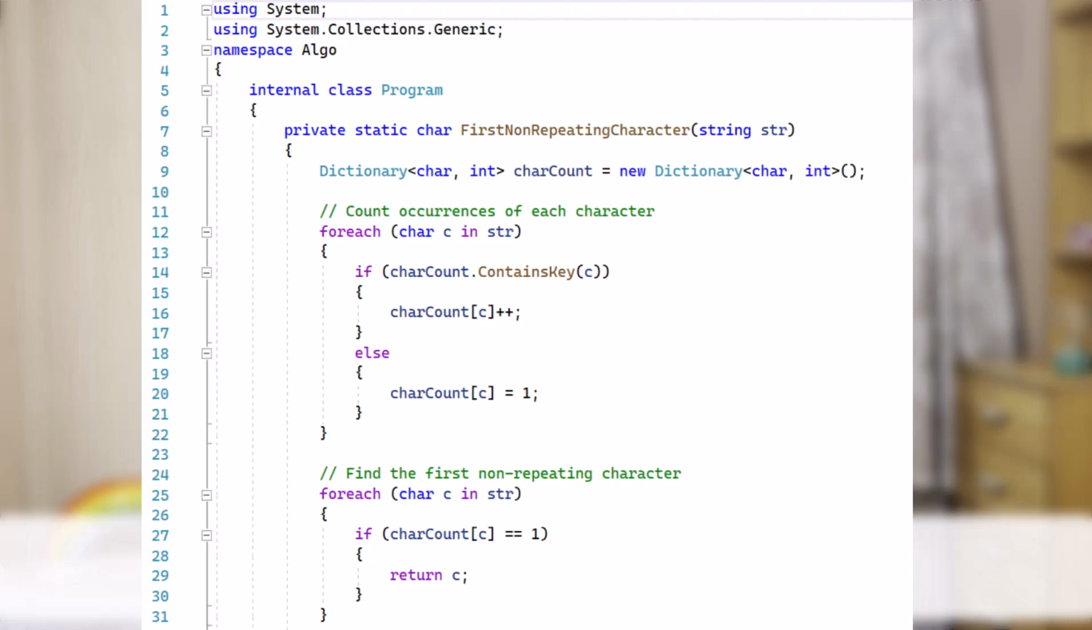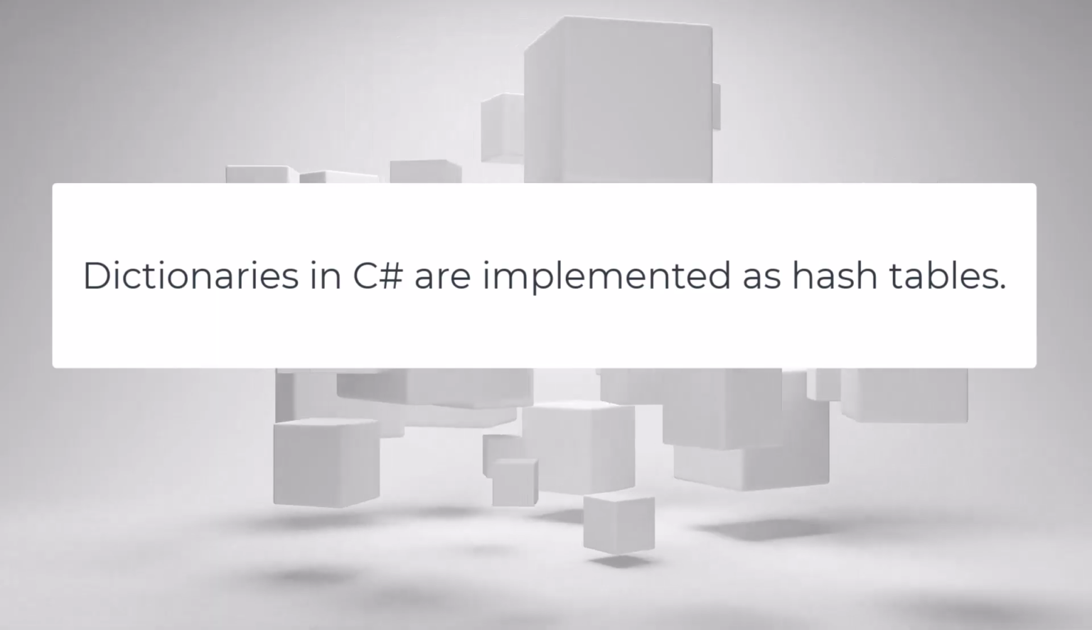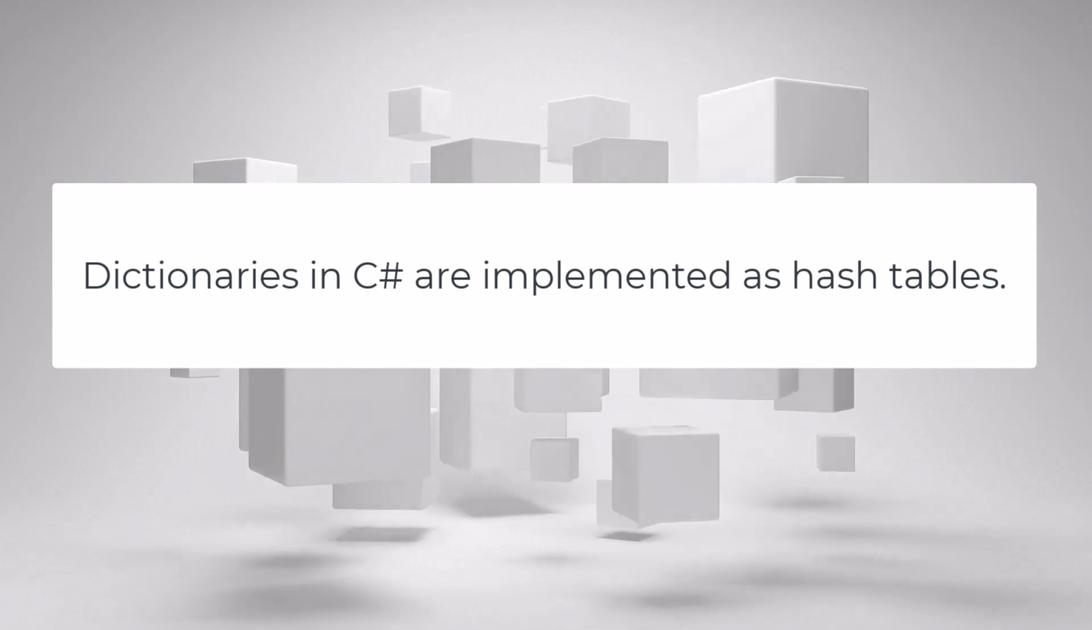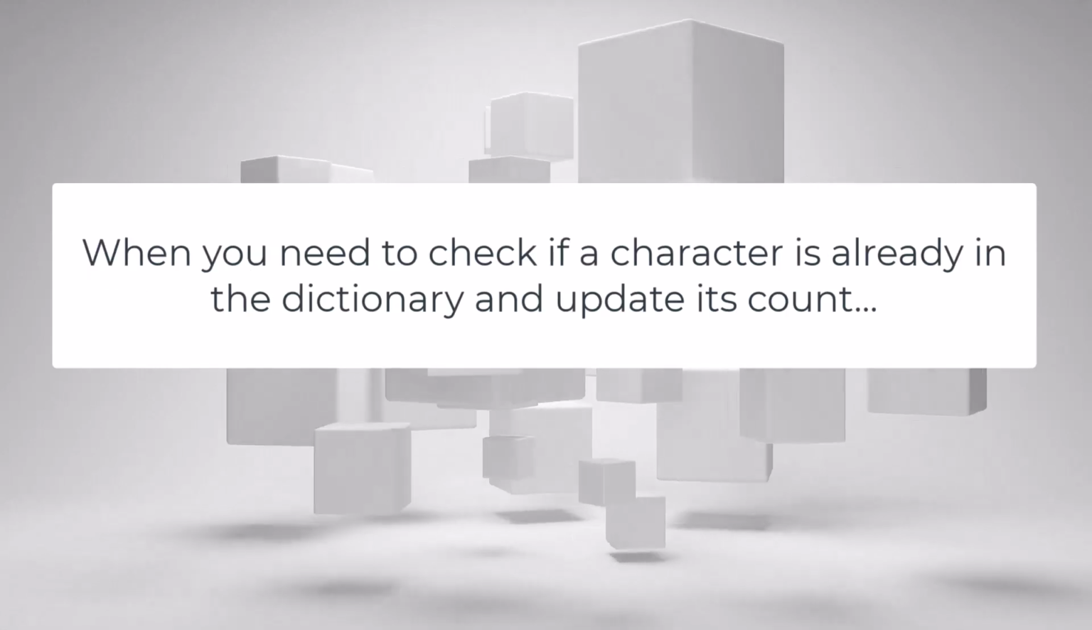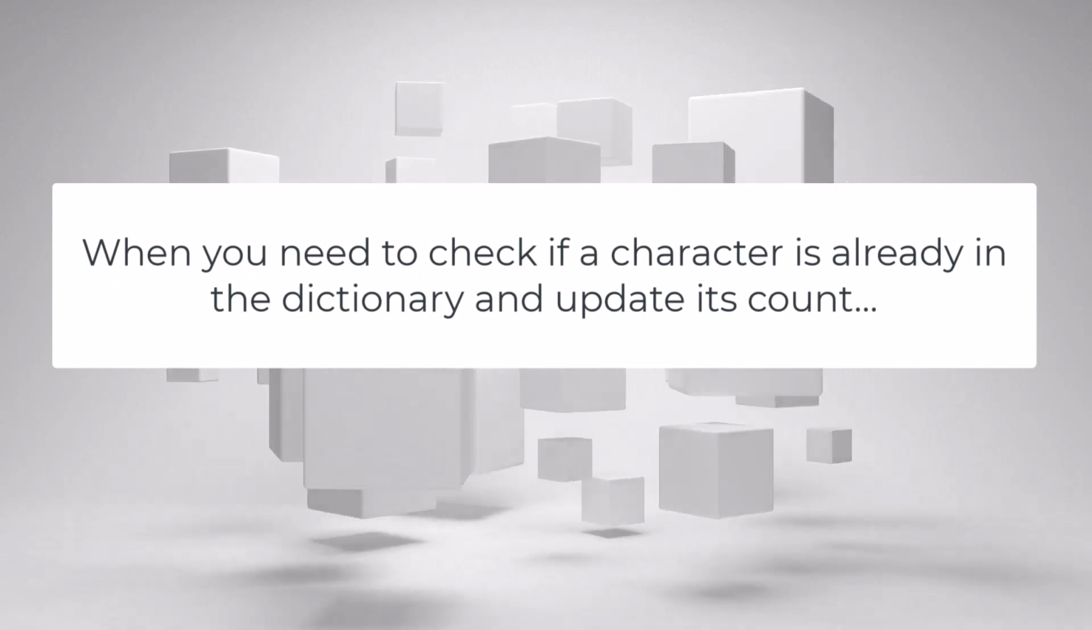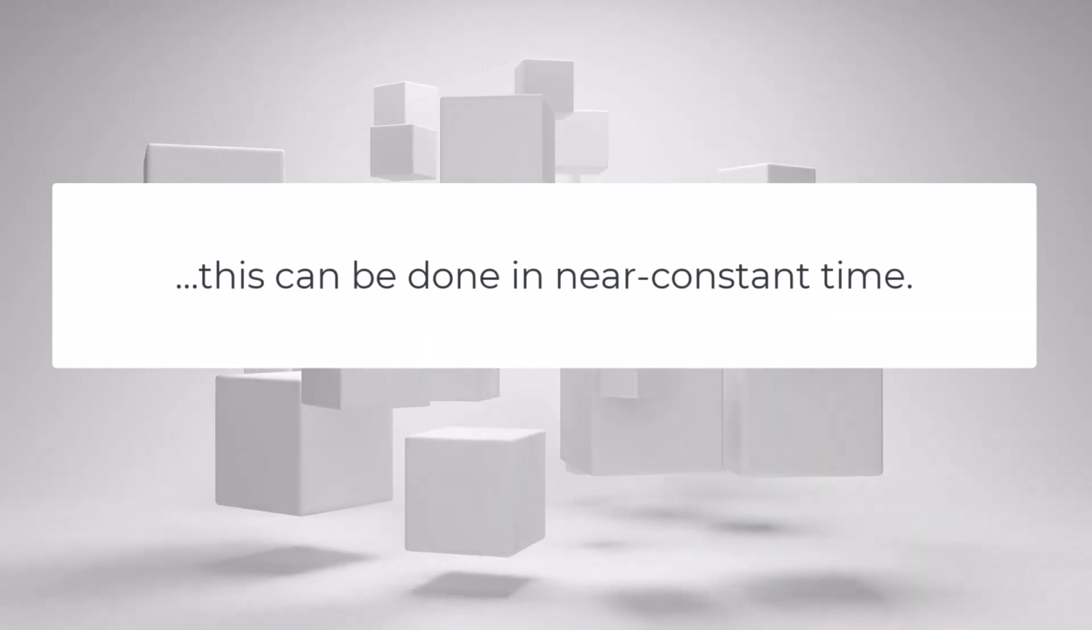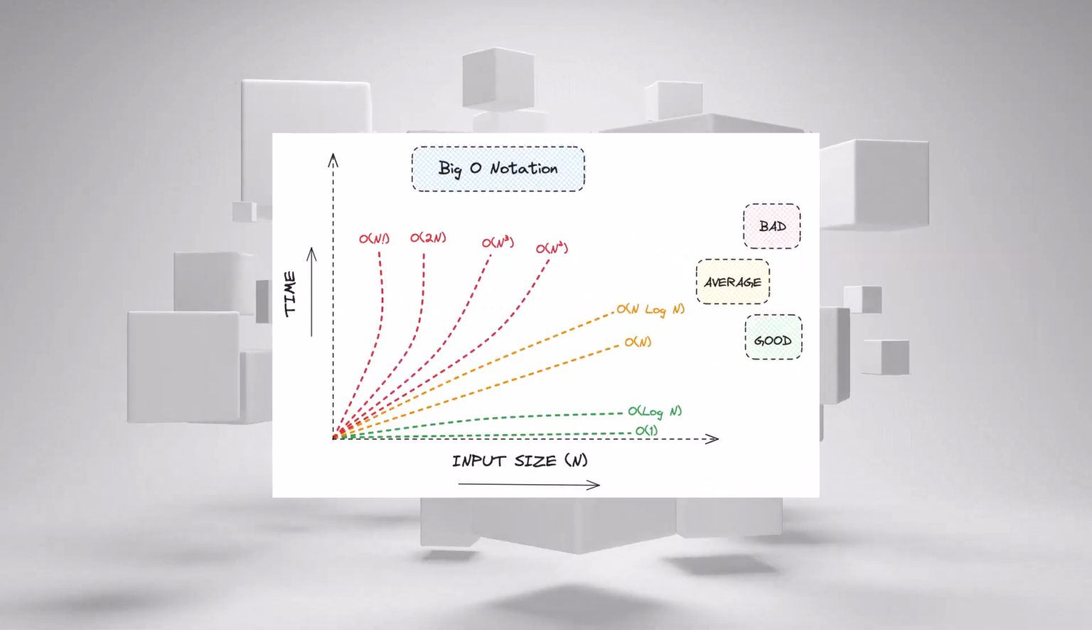Before I explain exactly how this algorithm is working, let me explain a key point about the data structure. The selection of data structure, the use of this line in the C# code is a strategic choice for solving the problem. Dictionaries in C# are implemented as hash tables, which means they can provide very fast lookup. When you need to check if a character is already in the dictionary and update its count, this can be done in near constant time, regardless the size of the dictionary. And this is crucial to keep the algorithm efficient, especially for long inputs.